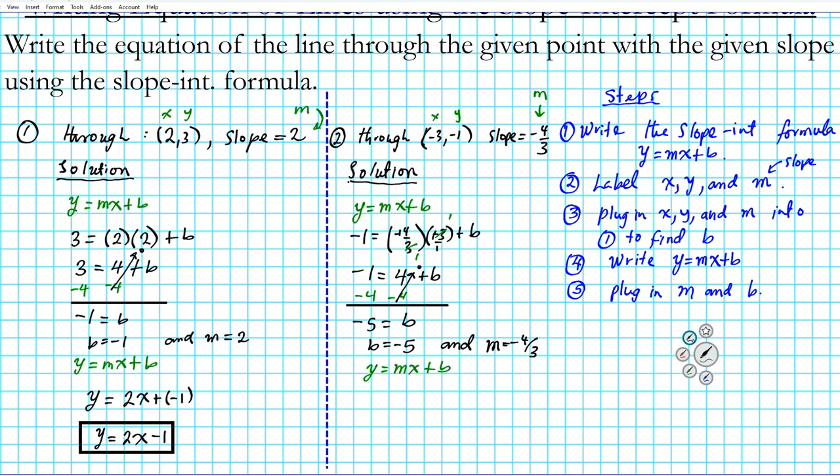All right. When you plug them in, you're going to have y equals mx, -4/3 x plus b, which is -5. And then when you simplify it, you get y equals -4/3 x, plus times minus. Whenever you multiply different signs, you have a -5. All right, so there goes the answer to question number 2.